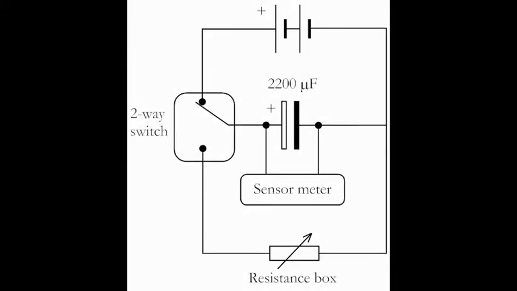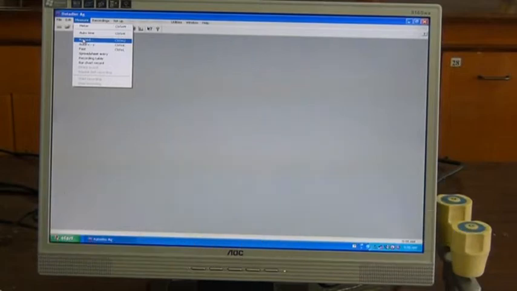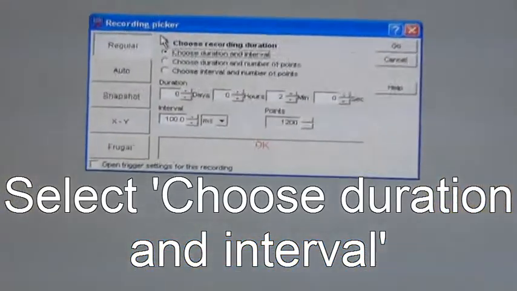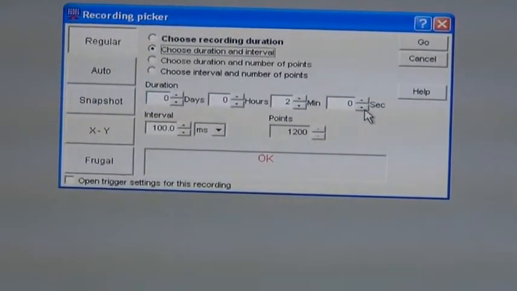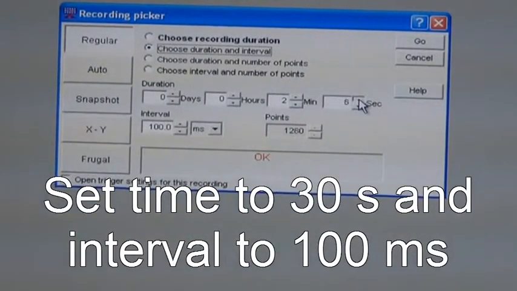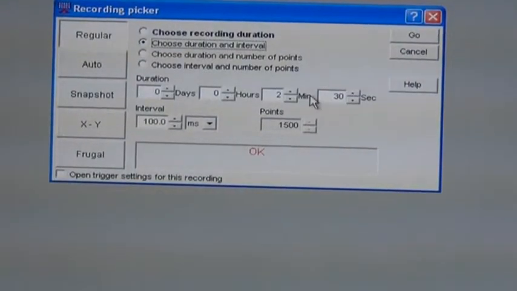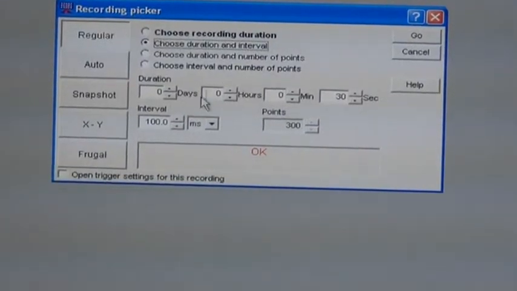This is the circuit diagram showing the capacitor connected in parallel to the resistance box and the supply. We now open the application and click on Measure followed by Record. We then select Choose Duration and Interval to set the values for the duration as 30 seconds and the interval to be 100 milliseconds. We then click Go.